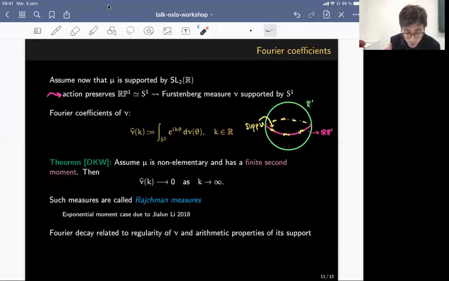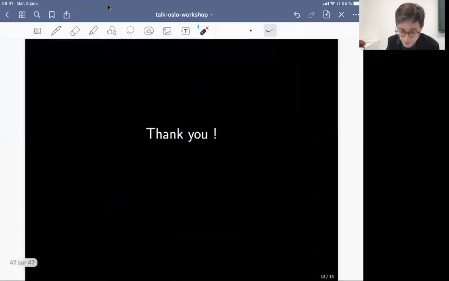Okay, and as I said before, the Fourier decay is related to the regularity of mu, but not only, it also reflects some structure of the support, which is related to arithmetic properties that are still a bit mysterious to me, but it's a little bit more than just plain regularity. Okay, I think that's all for now, so I'll stop here. Thank you very much.